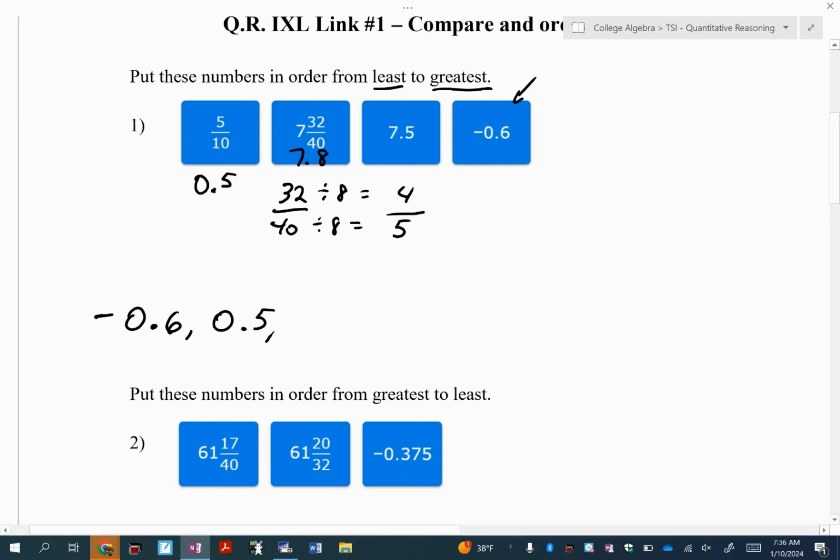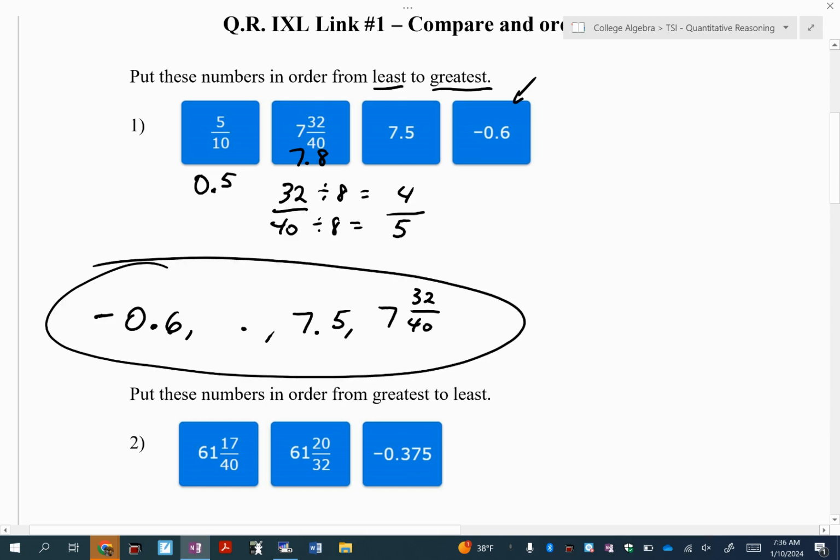So which one is going to come next if I'm going from least to greatest? 7.5. Now, when you do this on IXL, it's going to allow you to click and drag them around. When I wrote down the answer, all of them should be in the original form they came in. If you're having issues with it, you can always reset it, Minerva. Any questions on the first one? Everybody good with the first one?